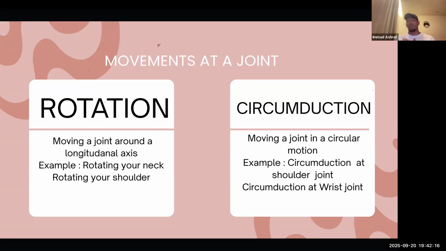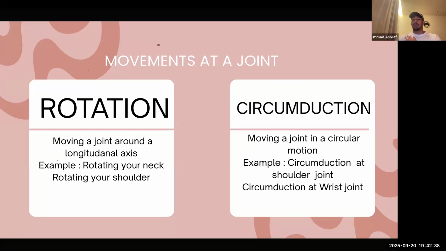Like your neck, you can clearly tell, but you're still moving your shoulder inwards or outwards, internal or external, right? Circumduction, on the other hand, is moving a joint in a circular motion. Now, the best way that I can explain this to you is think of a helicopter. For example, if you were to do this movement with your shoulder, that's circumduction.